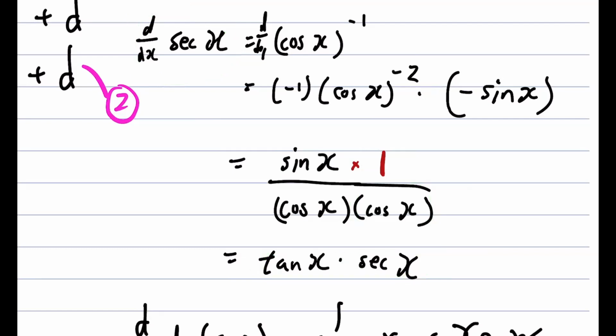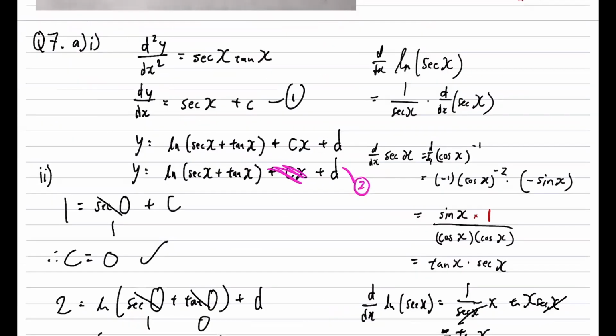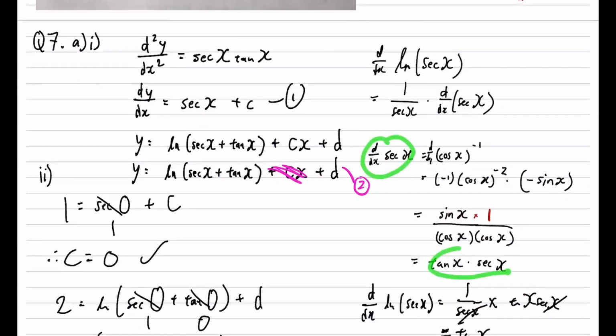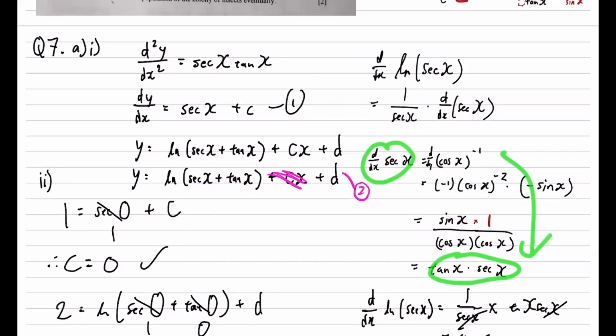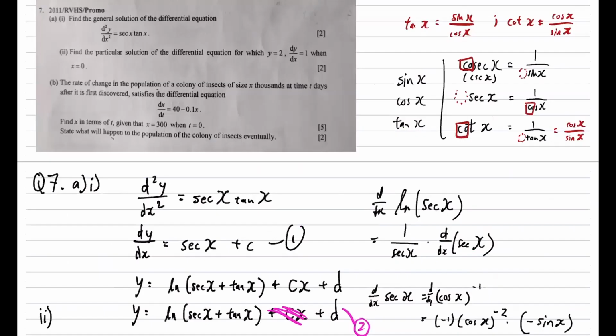You may need to know this. I don't really think you need to know this actually, because it is in the formula list. So you just need to know how to use the formula list. You can try this as an exercise: why is the derivative of cosecant x negative cosecant x cotangent x? Also in the formula list. You can go work it out, but now I'll just move on first to cover more relevant content.